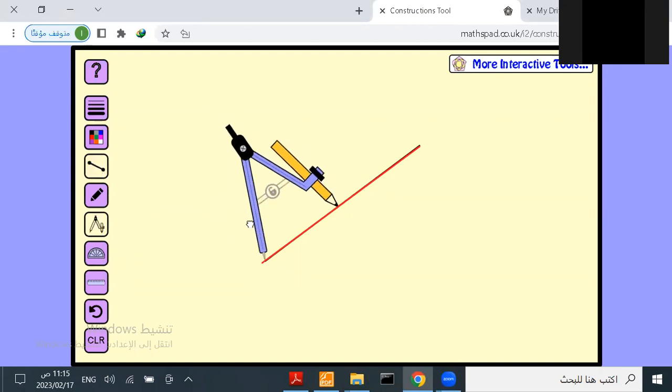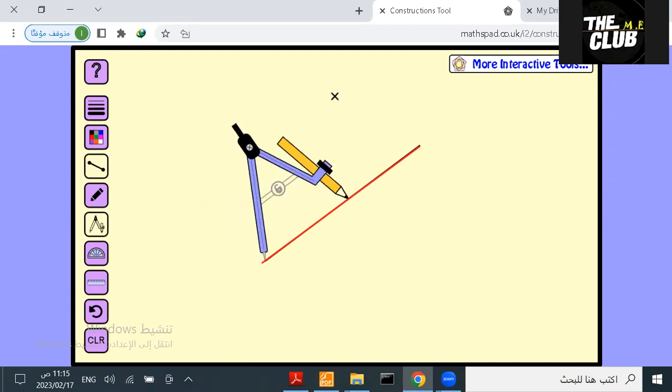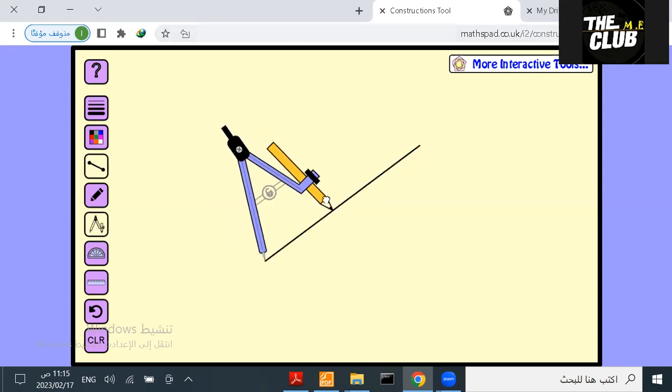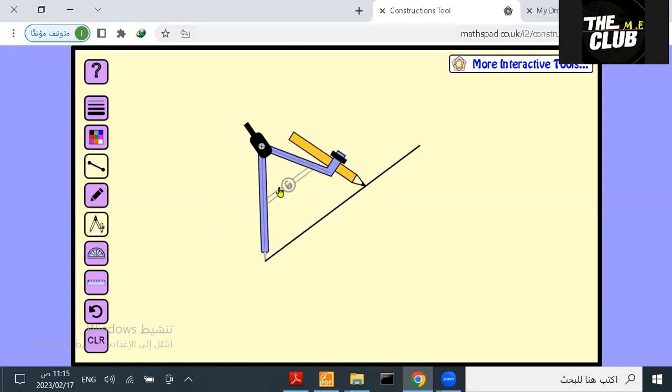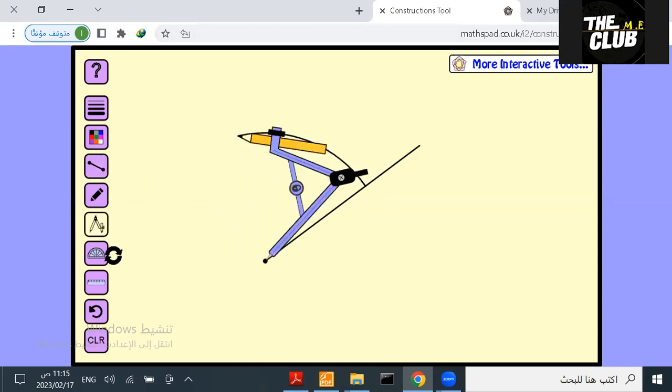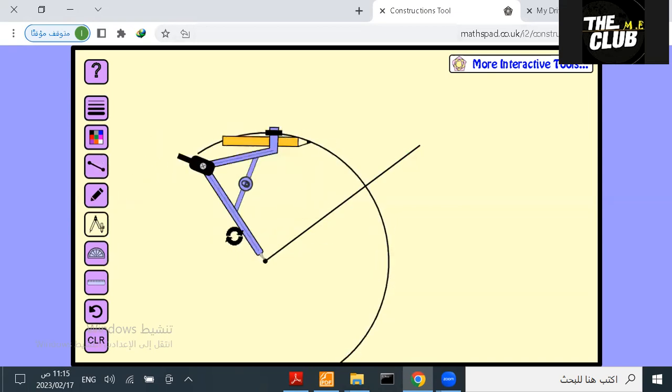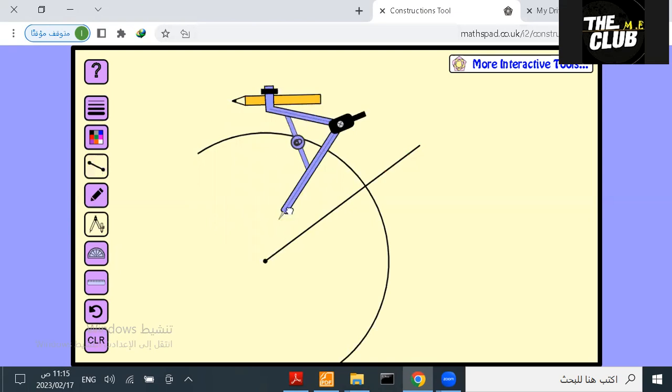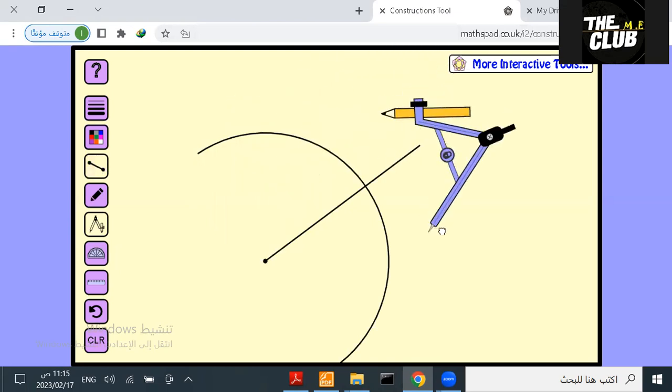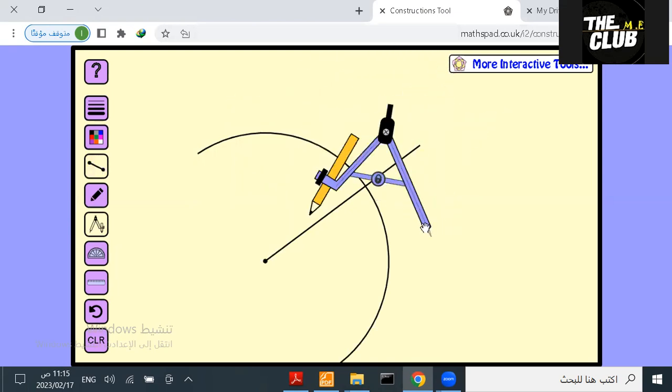But anyways, you open it more than half of the line. Let me remove this. Okay, you open it more than half. Always open it more than half. And then draw an arc like this. We have a circle, it will be up and down. And then same length. Don't close the compass. Same length.